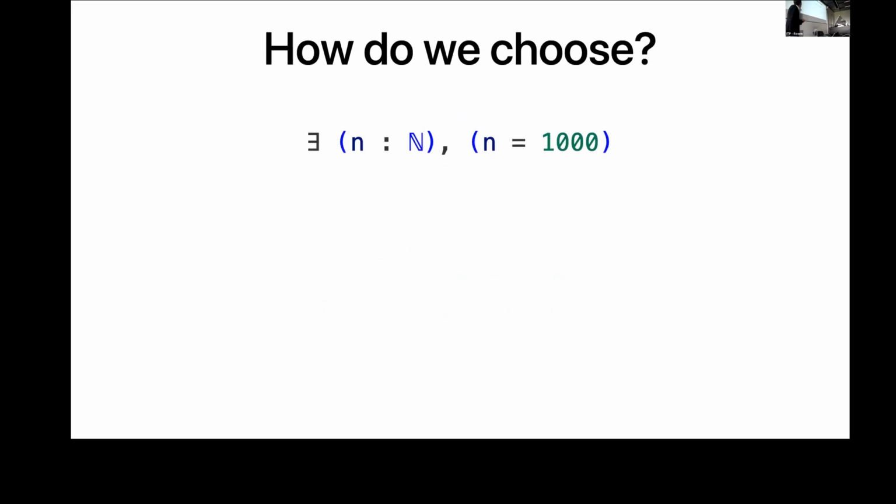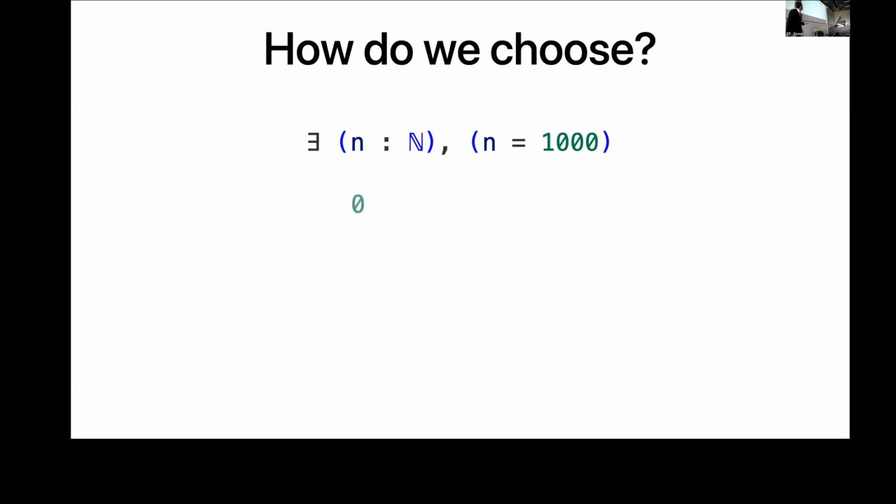So here are some important observations about the algorithm. So we need to choose which metavariable to work on in which order. How do we choose which metavariable to work on? Well, here's an example of two metavariables. We need to produce a natural number, and we need to produce a proof that that natural number is equal to 1,000. So let's do the easy thing and just work on the easy one first, right?